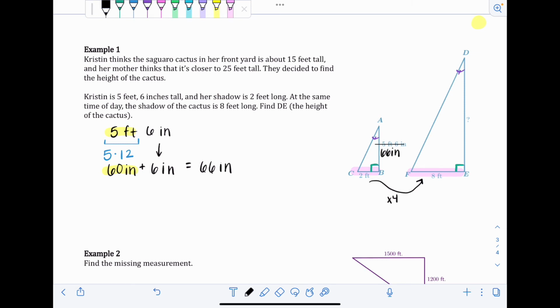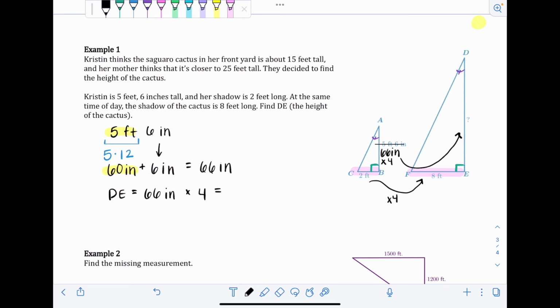From there, we can take that and use the scale factor that we figured out to find DE. To get from the smaller triangle to the larger, I just need to multiply by 4. So if I take 66 and multiply it by 4, that's going to give me DE. So DE is equal to 66 inches times 4.